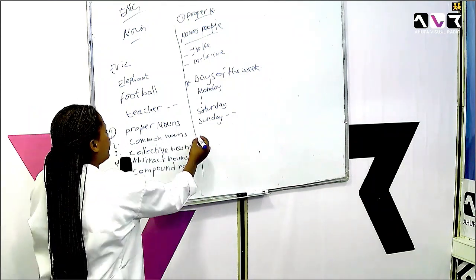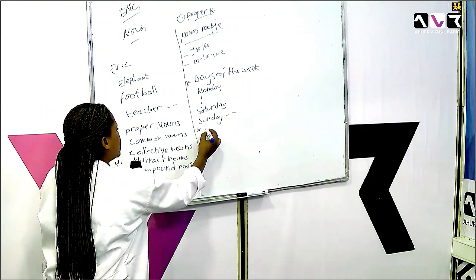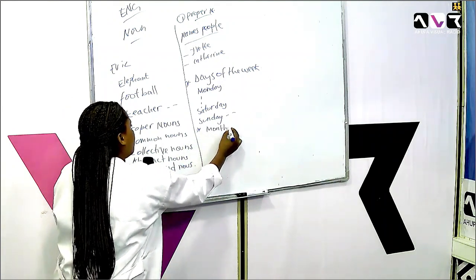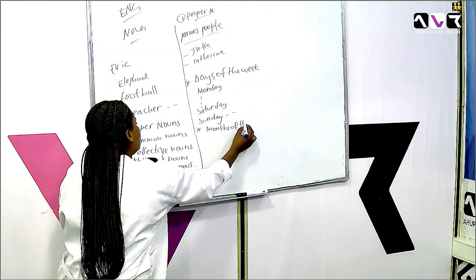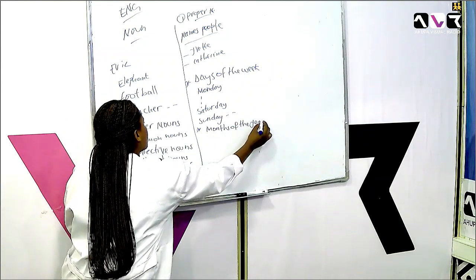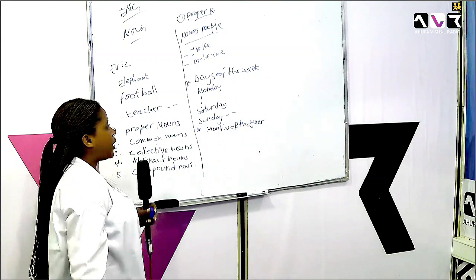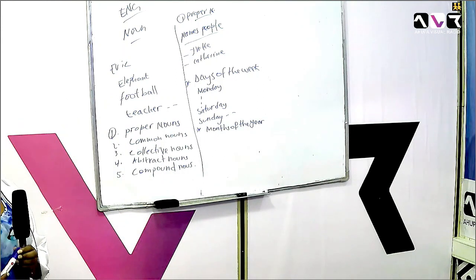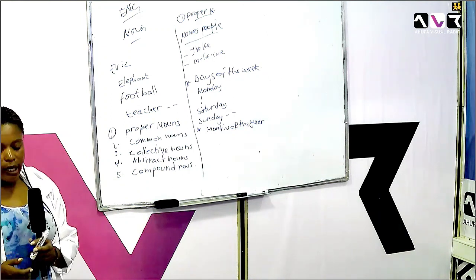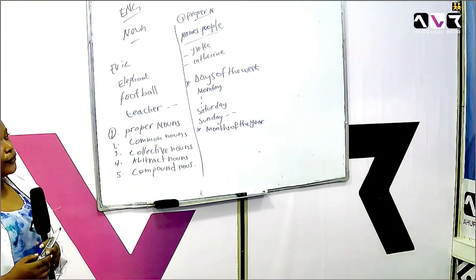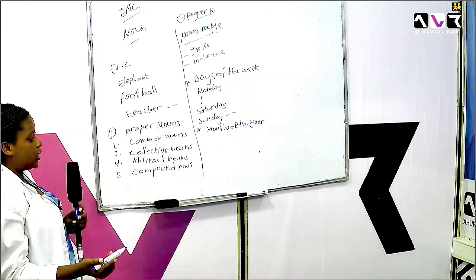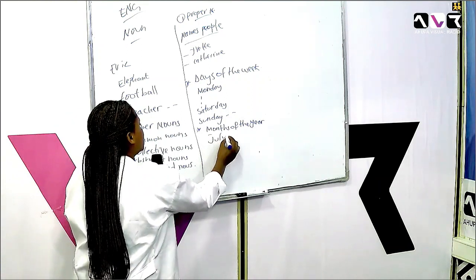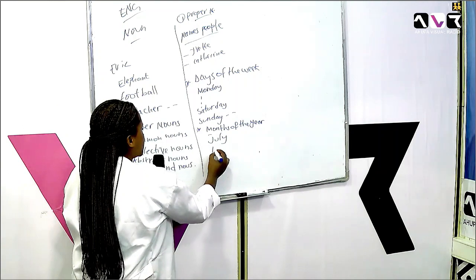Other ones you can find in proper noun are months of the year. Months of the year are also in the category of proper noun. Example of month of the year, we can say January, February, March, July, and so on. Those are some examples.